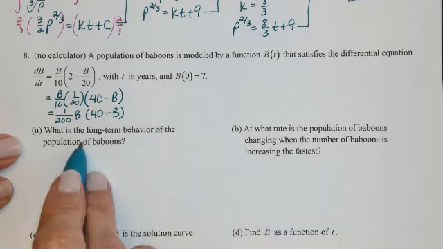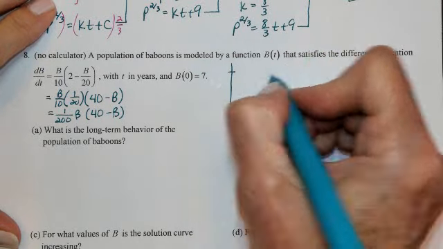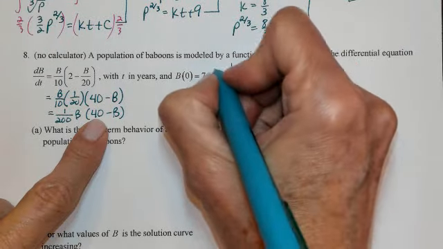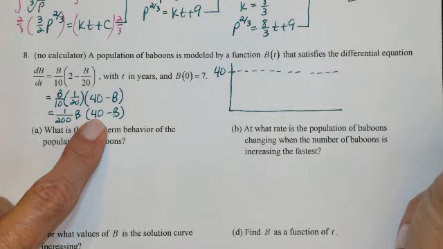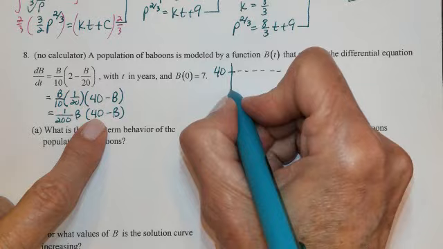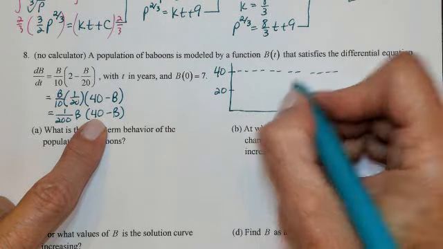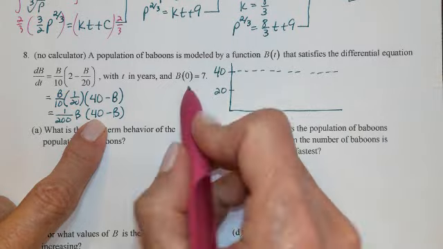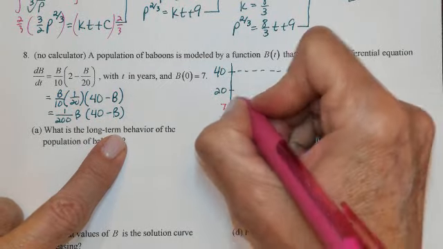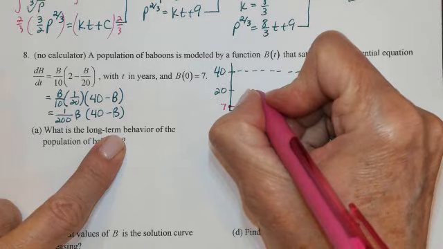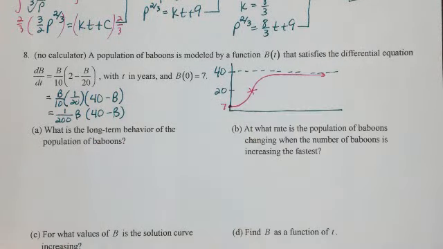So what is the long term? Oh, well, let's go ahead and sketch the graph. It'll help us with the questions probably. What's the limiting factor? 40. Okay, so that means half of 40 is our point of inflection. Our initial population is way down here at 7, so the curve looks like this, that's where our concavity changes.